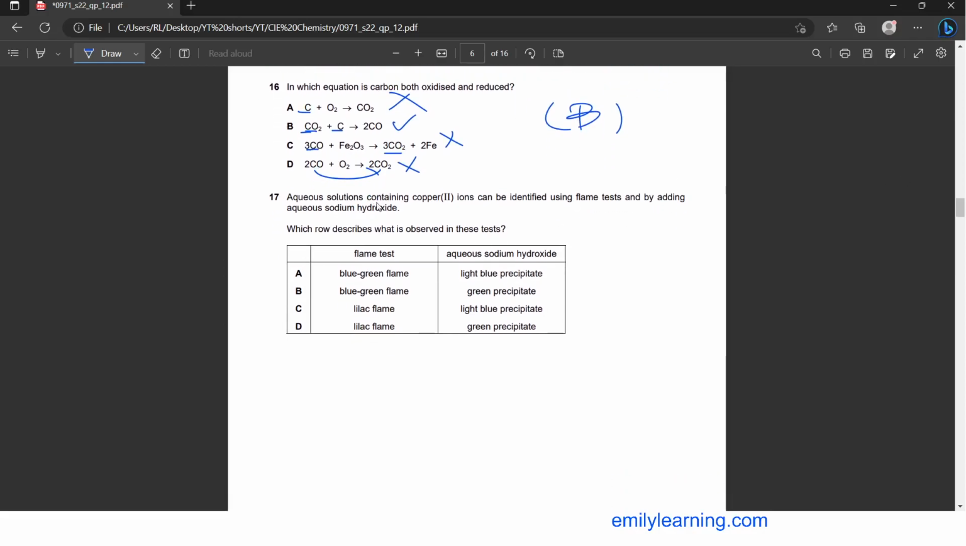Moving on to 17, you have an aqueous solution containing copper(II) ions, so Cu2+ can be identified using a flame test and by adding sodium hydroxide. Which row describes what is observed? So basically this is just memorization. If you have a flame test, then you have a blue-green flame, so it's either A or B. Then when you add sodium hydroxide, you have a light blue precipitate, so the answer is A.